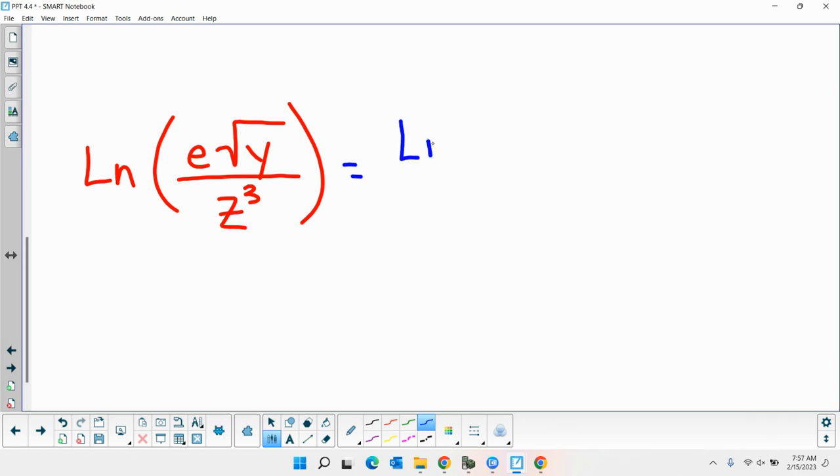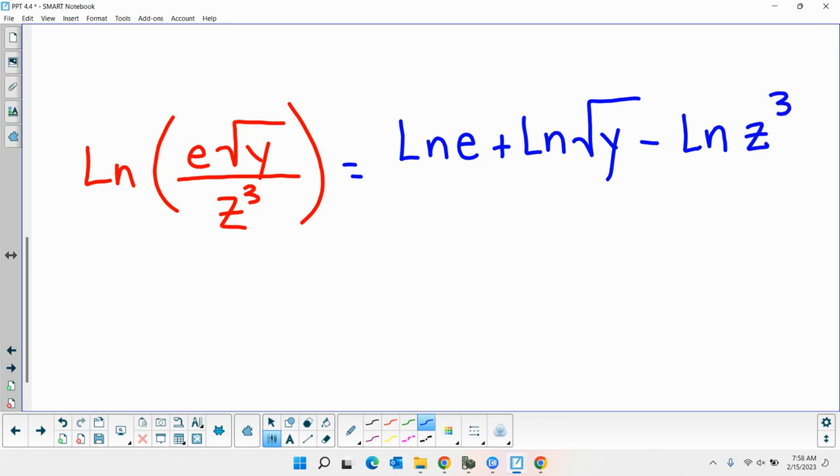So this will be natural log of e with multiplication. I put plus natural log square root of y. Since that's division, I'm going to go minus natural log of z cubed. So with multiplication, I turn to addition, and division, I turn to subtraction. Now, when you're expanding, you're not supposed to have any exponents or radical signs, okay?